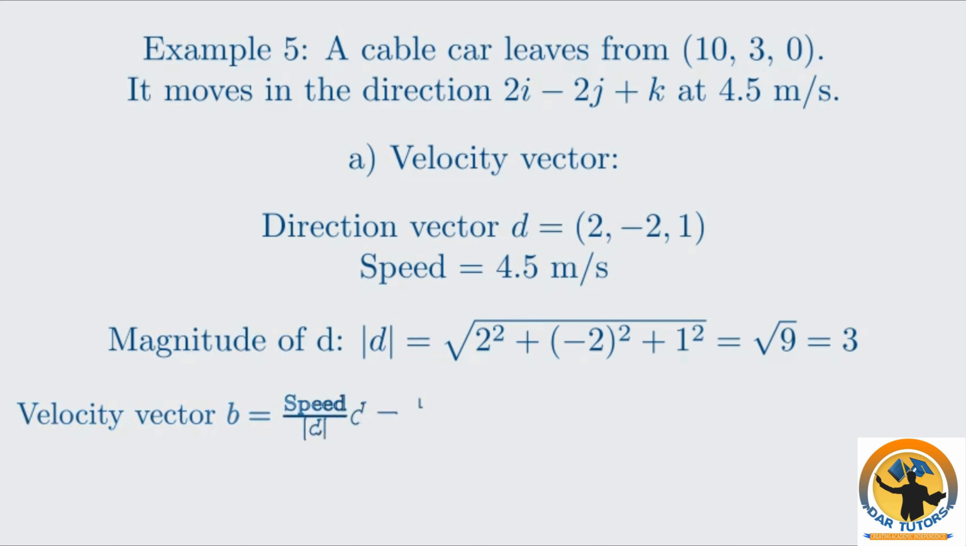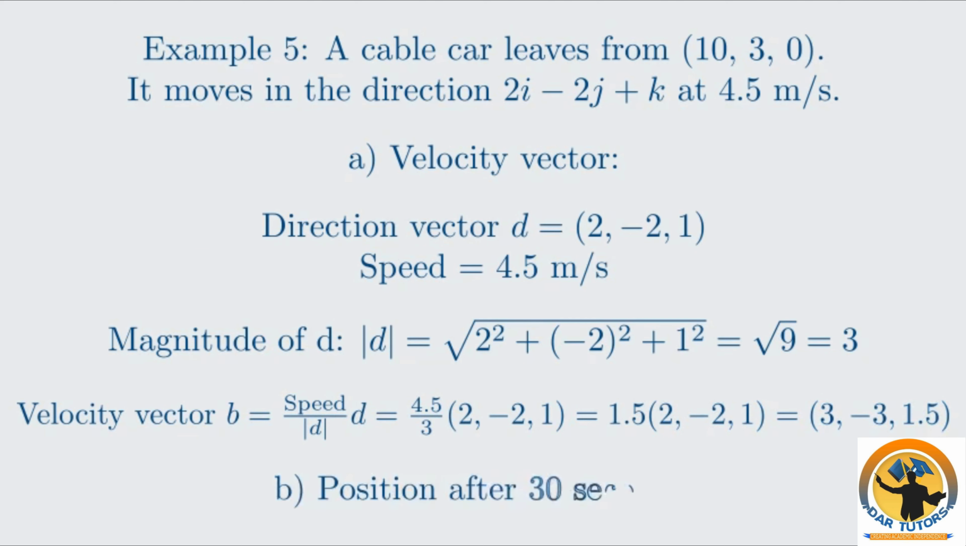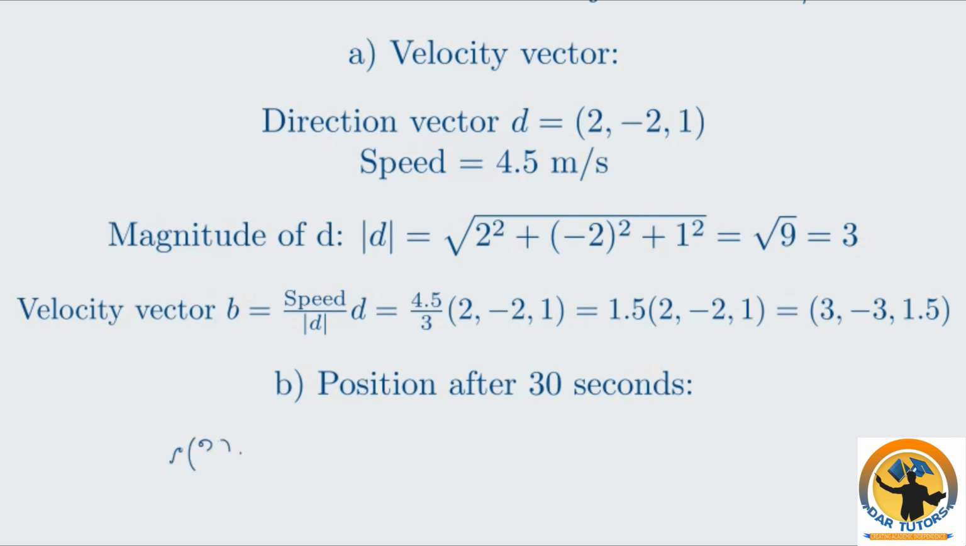This gives us 4.5/3 times the vector (2, -2, 1), which simplifies to 1.5 times the vector, resulting in the velocity vector (3, -3, 1.5). Now, the position after 30 seconds.